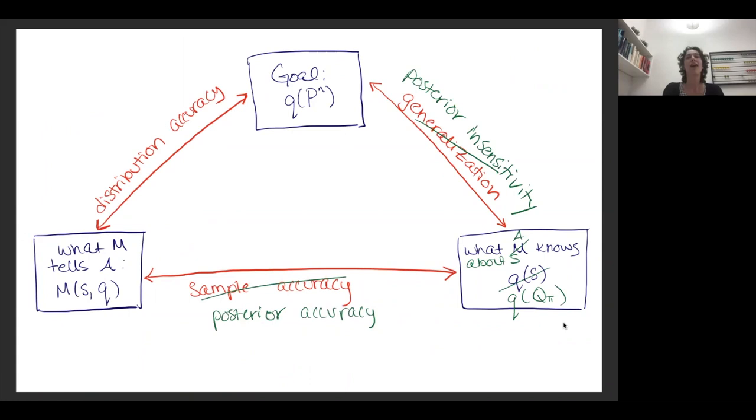If we can show that our interaction is both posterior accurate and posterior insensitive, then that's going to imply that the answers that we give are close to the true answers on the underlying distribution. So again, if we can show that the answers we give are close to their answers on the posterior, and that we induce queries whose answers on the posterior are close to their answers on the underlying distribution, then we can do this triangle inequality.